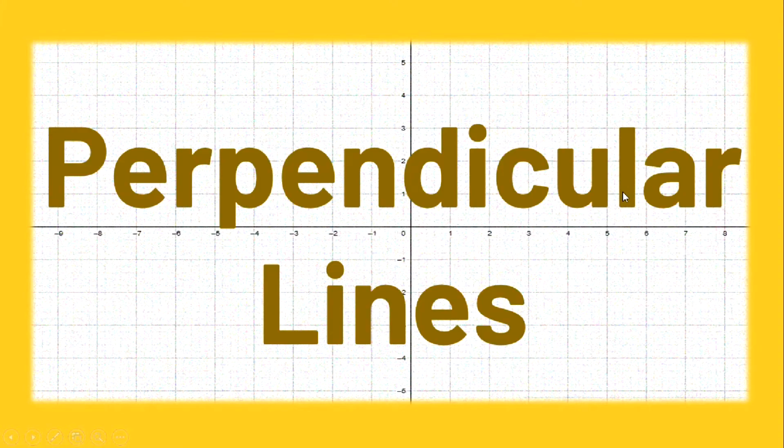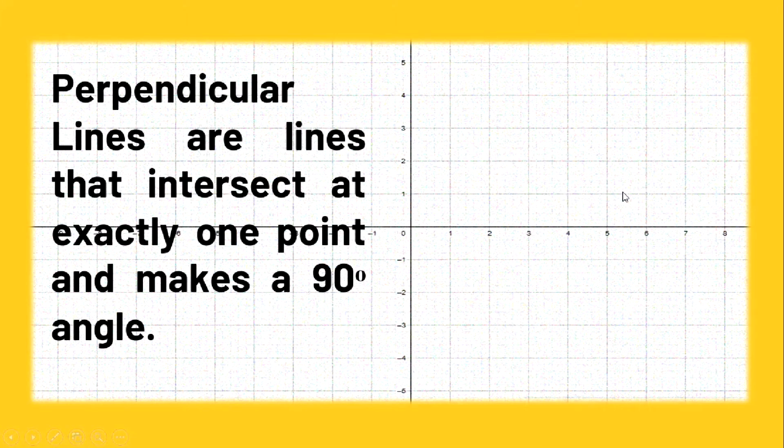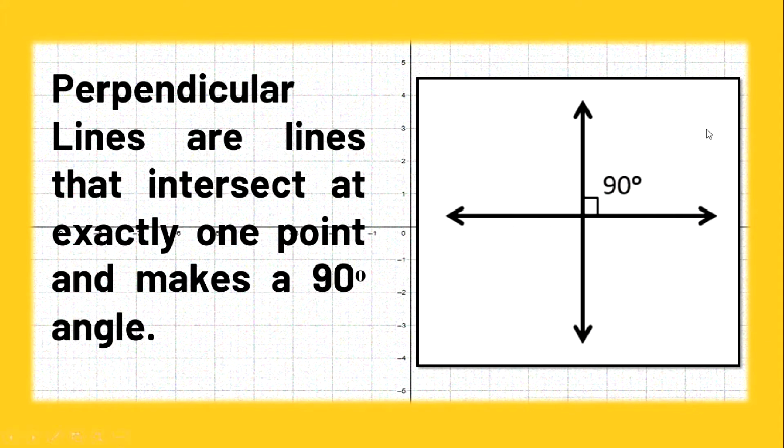Okay? Next, we have perpendicular lines. Perpendicular lines are lines that intersect at exactly one point and makes a 90-degree angle. So, this is an illustration of our perpendicular lines. Nag-intersect sila at exactly one point lamang. And sa pag-intersect nila, naka-form sila ng right angle or a 90-degree angle.